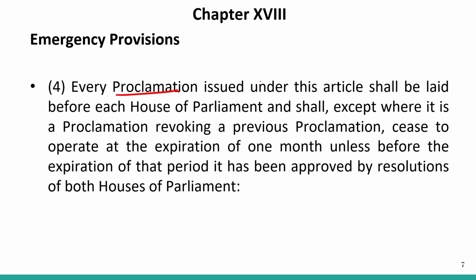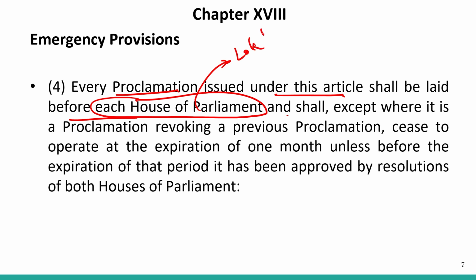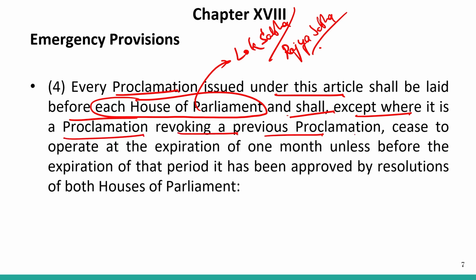Every proclamation issued under this article shall be laid before each house of the parliament. What are the two houses? One is the Lok Sabha and the second one is Rajya Sabha. And shall, except where it is a proclamation revoking a previous proclamation, cease to operate at the expiration of 1 month, unless before the expiration of that period, it has been approved by resolution of both the houses.